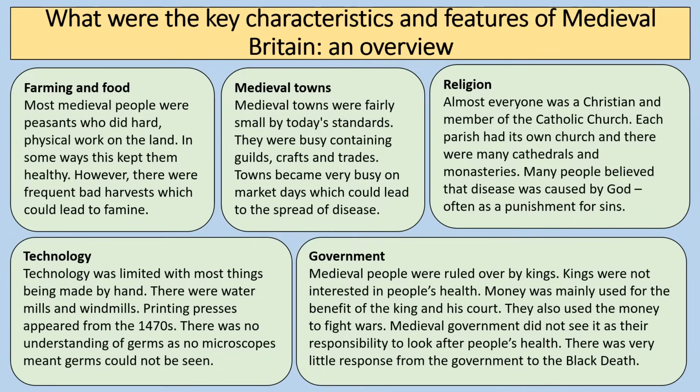Technology during this time was really limited. There were things like water mills and windmills, but most things that were made were done by hand. The printing press didn't appear until the 1470s, so books were extremely expensive up until then, which made it very difficult for new ideas to spread. So most of the books and new ideas would be contained within religious institutions such as monasteries. Very few people in medieval times could read and write anyway.